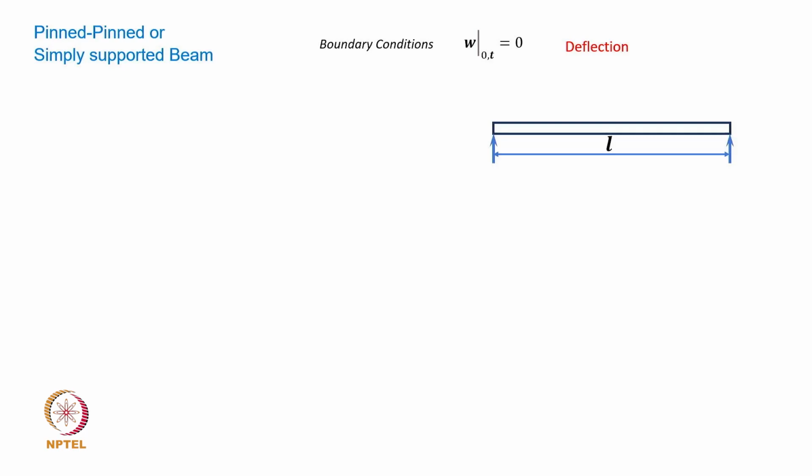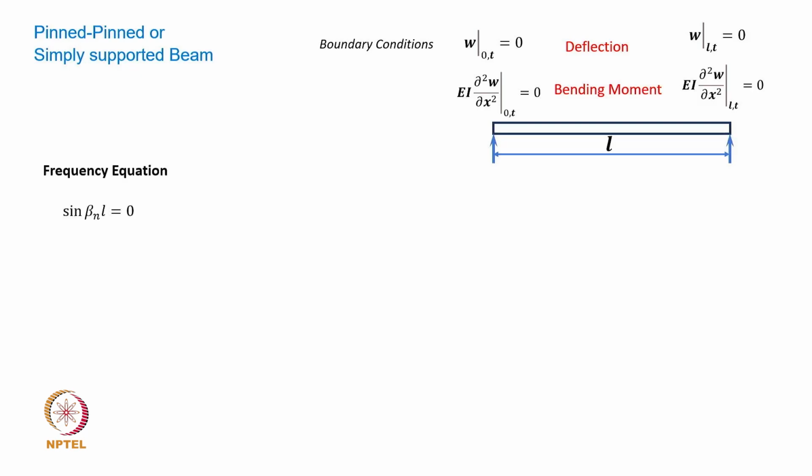You all know that a simply supported beam will have zero deflection at x equal to 0 as well as x equal to L, and because there is no restraint in the slope at the simply supported ends, the bending moment is also going to be 0, and therefore these four will now form the four boundary conditions of a simply supported beam.